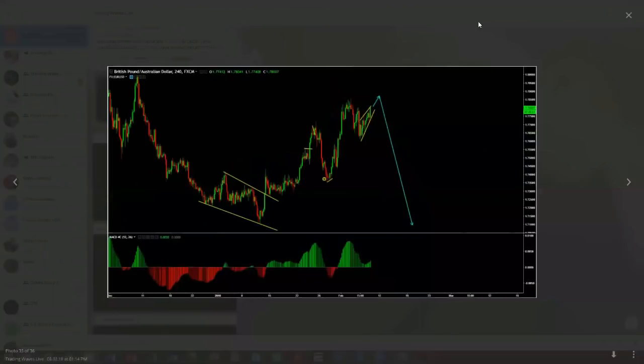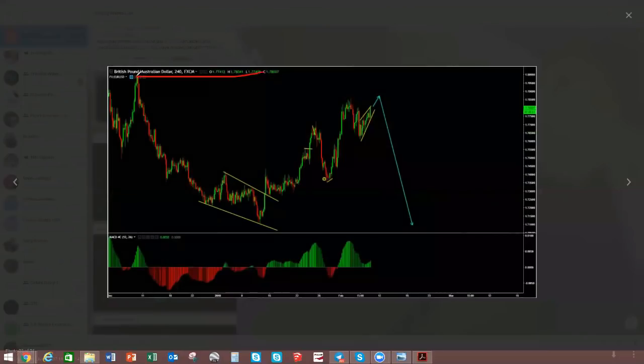This one was pound AUD. If you remember all the webinars that we've been doing on pound AUD, we were looking for it to come and take the top here.